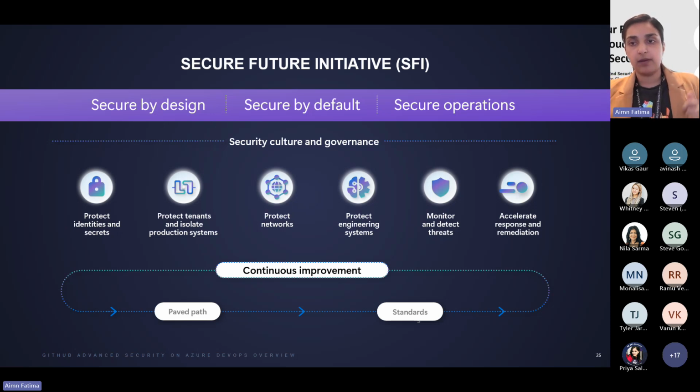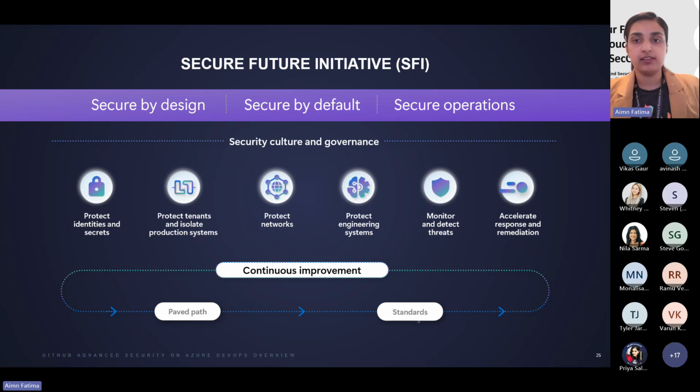The second pillar, secure by default, mainly focuses on establishing robust defenses as standard practice, such as protecting networks and engineering systems, just to make sure that the default state is actually the most secure one. And finally, the secure operations pillar ensures that there's continuous monitoring, threat detection, and rapid response capabilities. So by increasing the speed at which we respond to incidents, we minimize the impact of potential threats and maintain a resilient security posture.